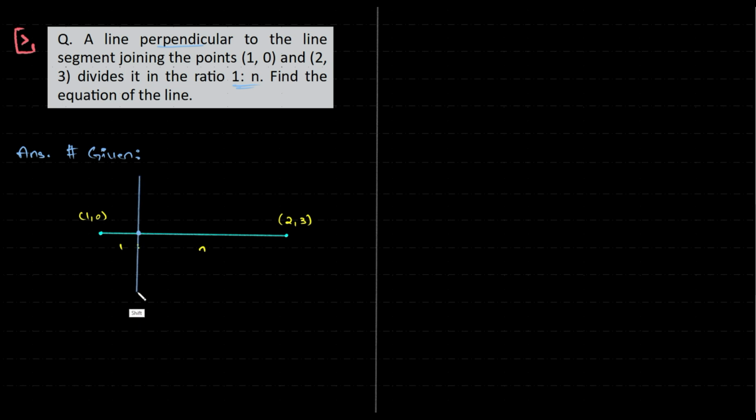So first thing first. We have this to be perpendicular. So the line perpendicular to this line, cutting the line in the ratio of 1:n. So let's call this point M(x, y), and this slope m1, and this AB, calling this A and B. Okay, all of this is going to help us, is it not? So let's start off with, let A be (1, 0) and B be (2, 3).